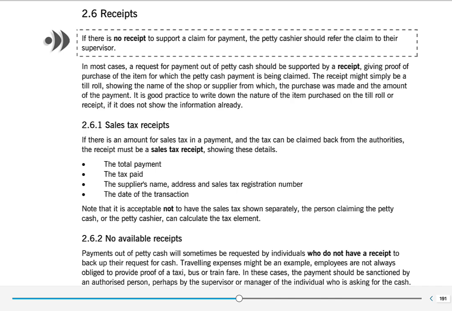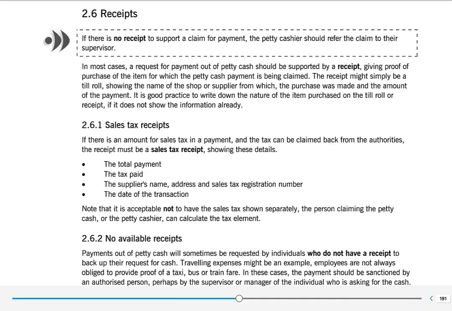What is a sales tax receipt? A sales tax receipt is a receipt that proves two things at the same time. 1. The business paid money for a purchase. 2. Part of that payment was sales tax. If the receipt does not show the sales tax details, the business may not be allowed to claim the tax back.